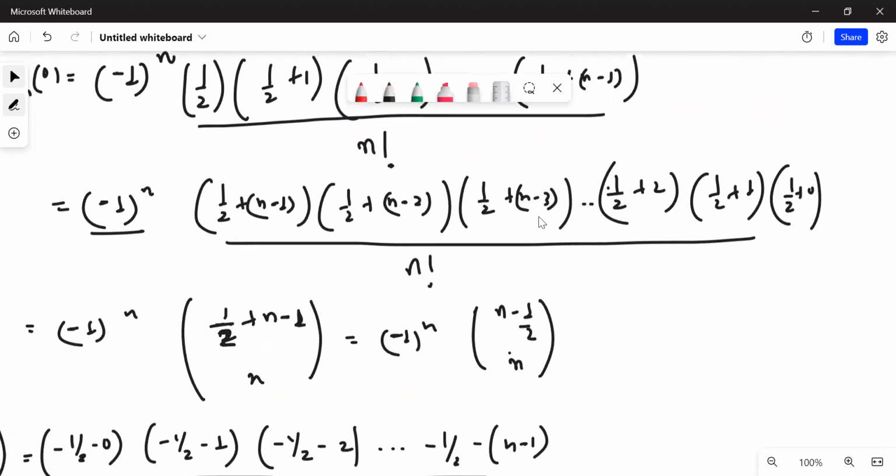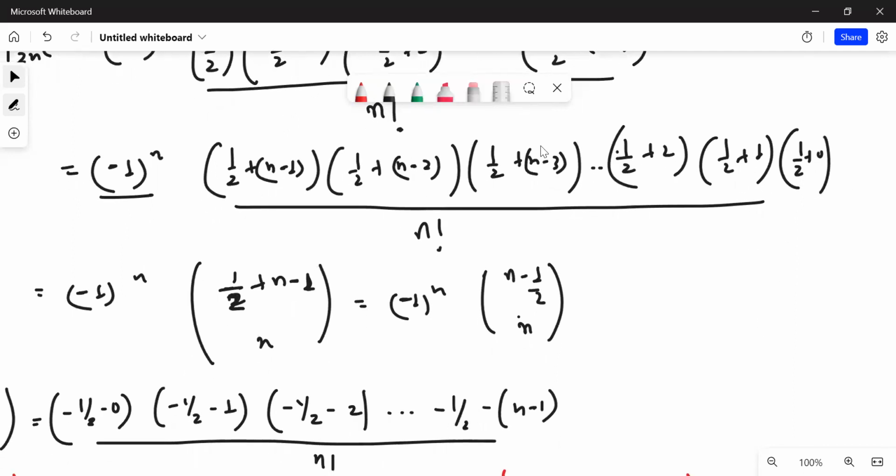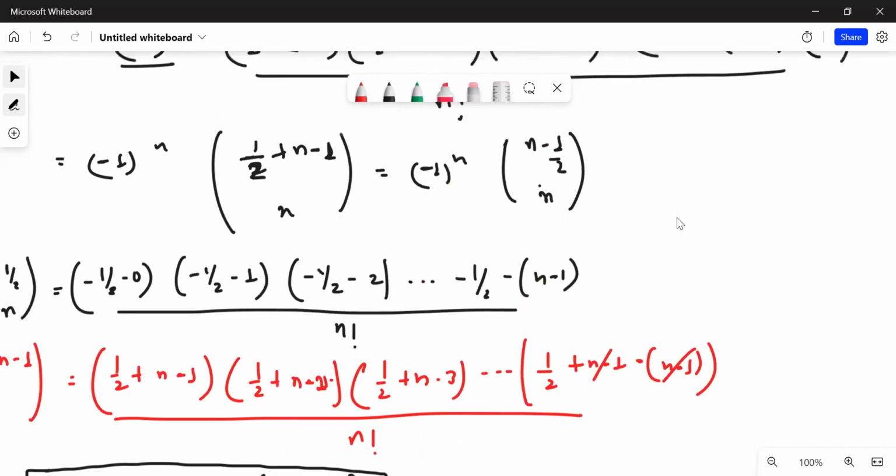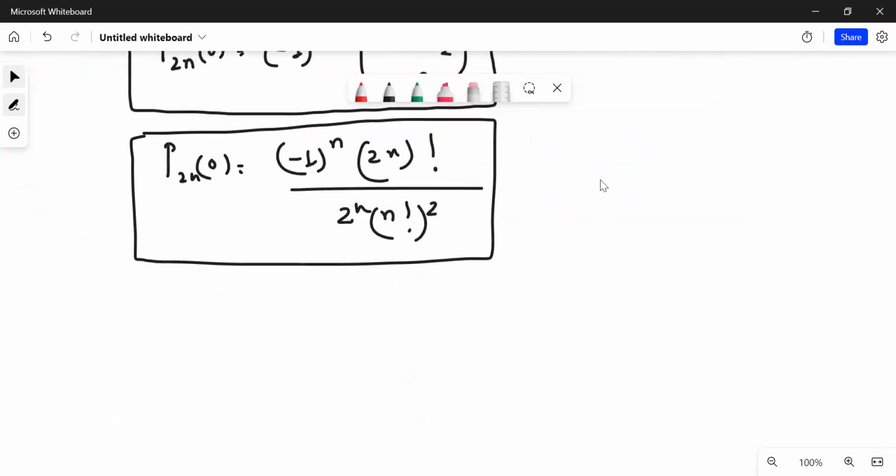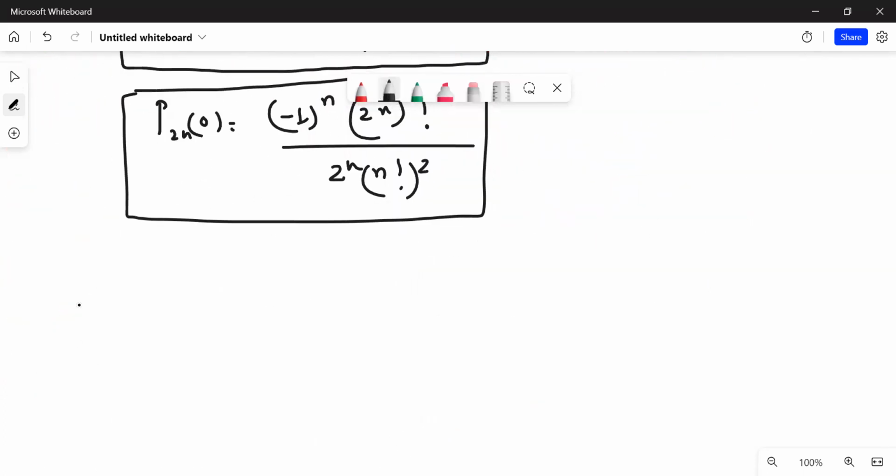Here you see this 2, right? You just take this 2 common, so 2, 2, 2, all these 2's if you take common, there will be 2 to the power n in the denominator, and then you just play with these terms. If you play with these terms you'll get an answer, because this will be 2n minus 1, this will be plus 1, this will be 2n minus... look carefully, let me just do it.